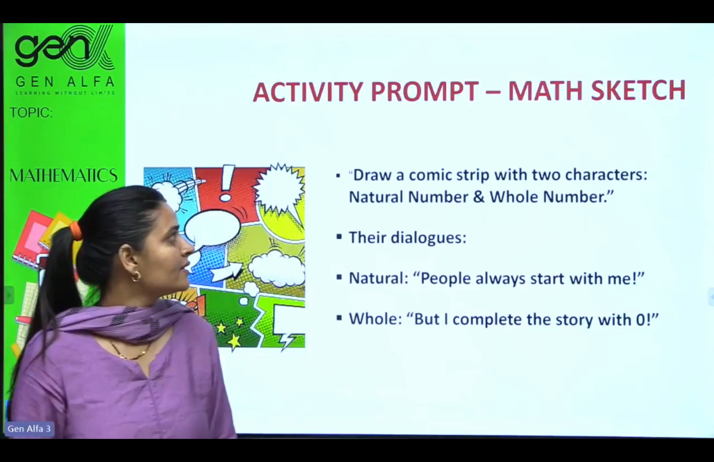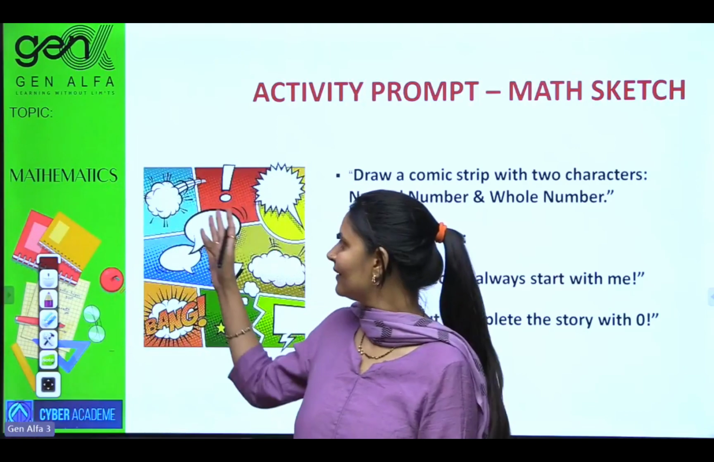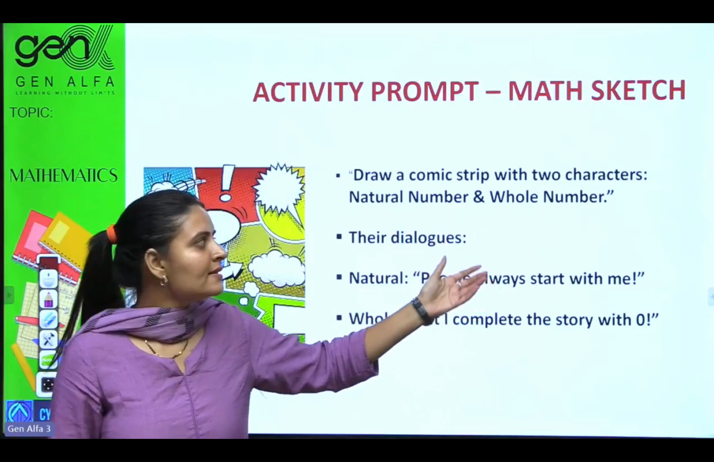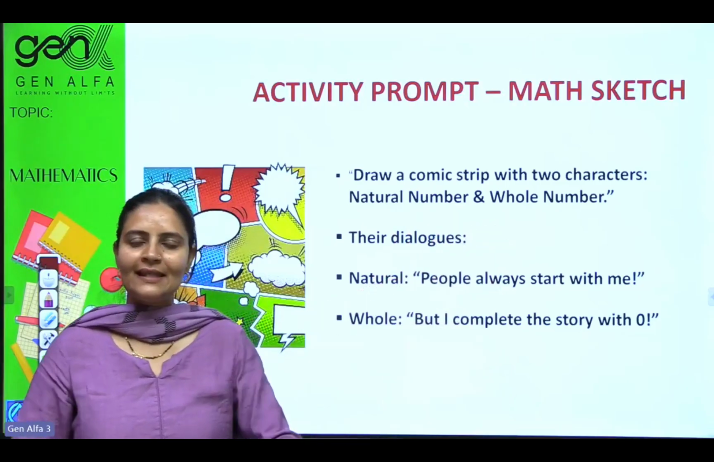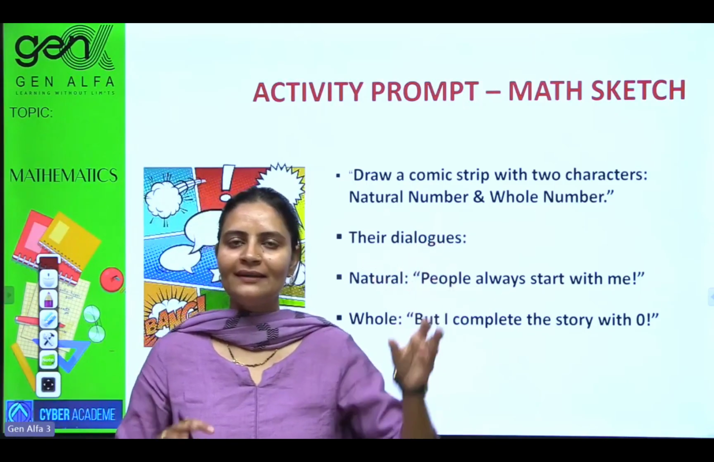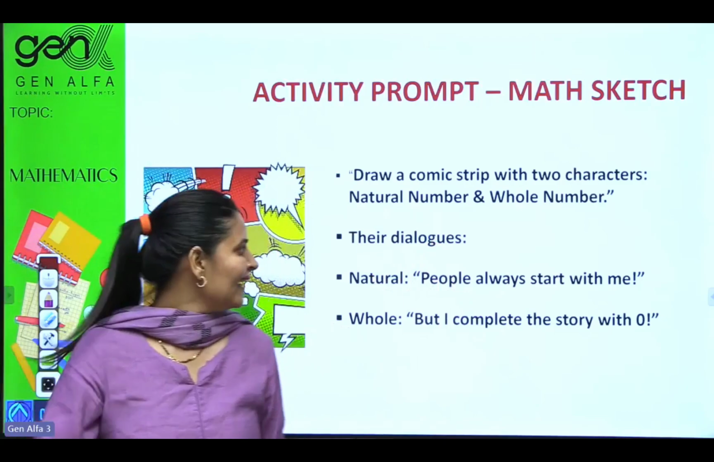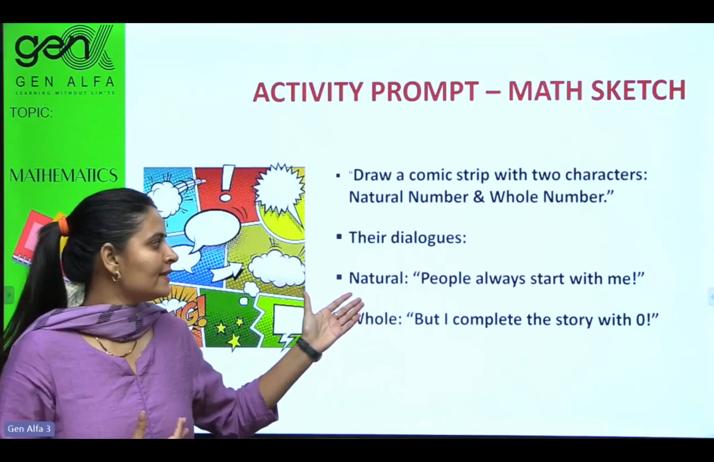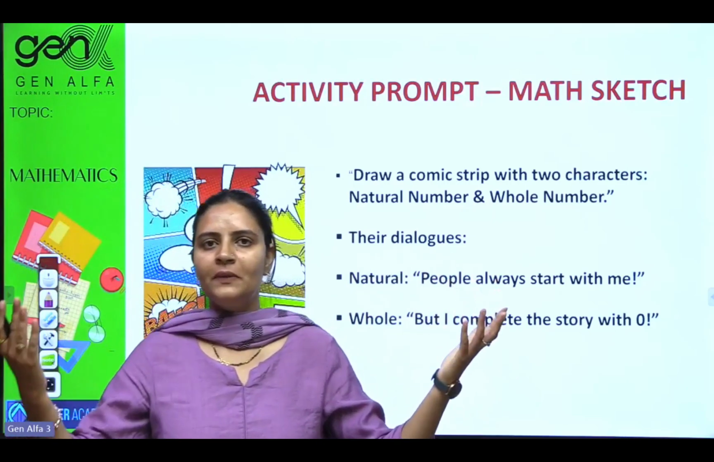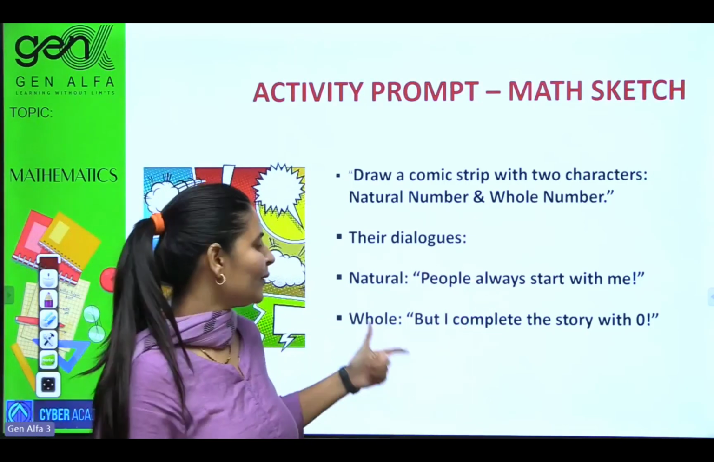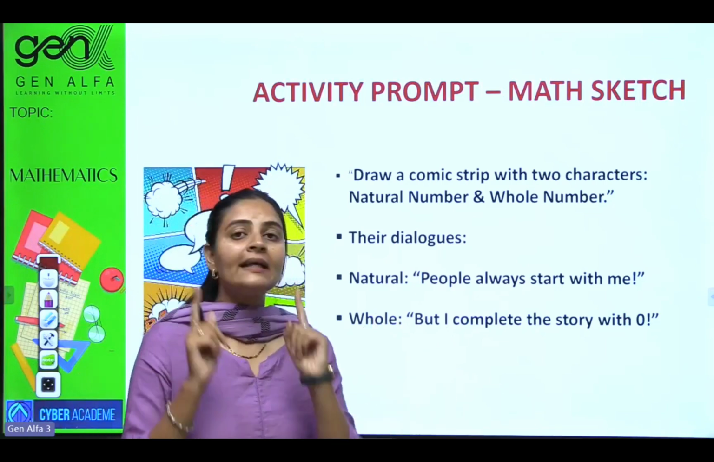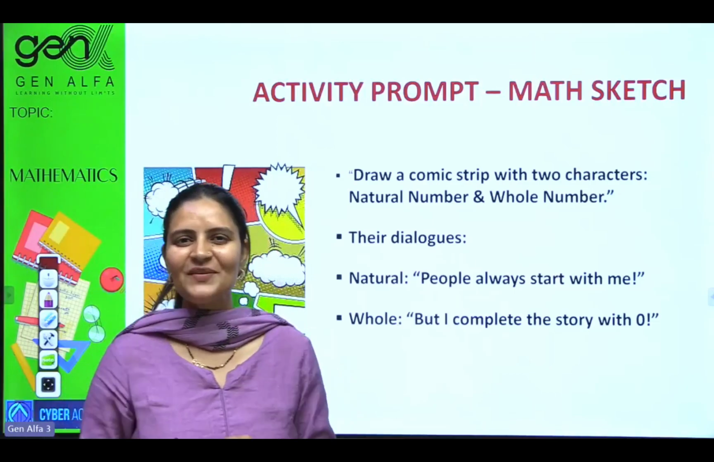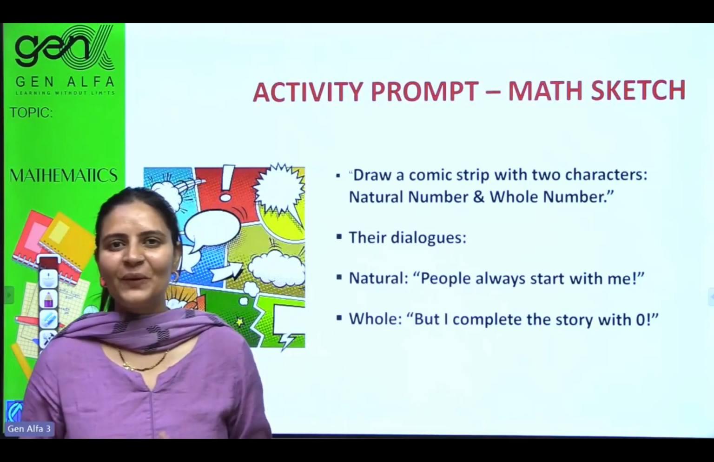Draw a comic strip like that with two characters, natural numbers and whole numbers. Let's think of one is Mr. Natural Number, the other one is Mr. Whole Numbers, and you have to write the dialogues into it. Mr. Natural Number is saying, people always start with me. Yes, but then whole number comes, but I complete the story with 0. Yes, interesting? Yes, you can just lighten your mood. It's the after class activity.